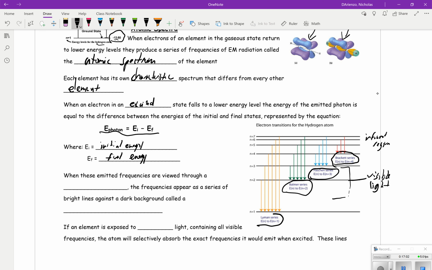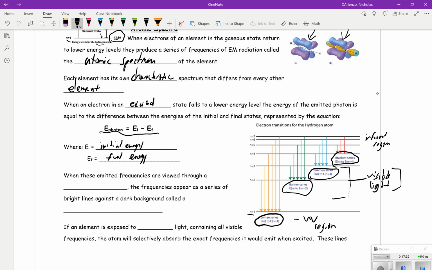Now the Lyman series, where we have drops from 7 all the way down to 1, or really any drop down to the lowest energy level here, is going to produce photons in the ultraviolet region, which we can't see. We're only going to see these transitions in the Paschen and the Balmer series, where they're emitting photons in the visible light region.